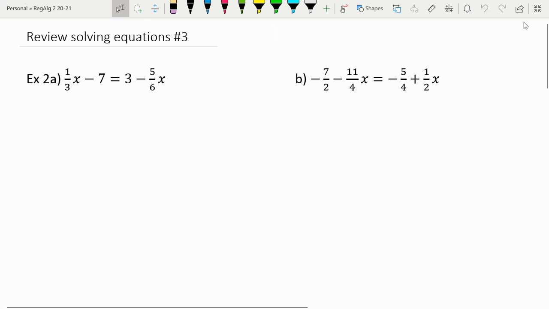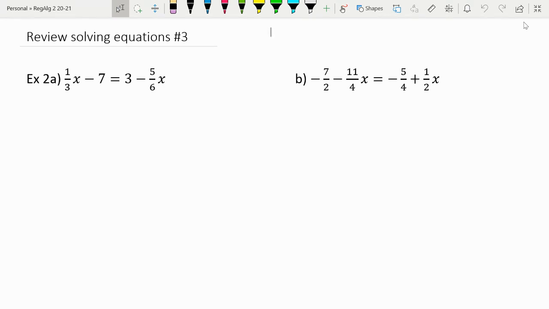All right, so here, this is review solving equations. This is the third day. The thing you're going to notice different here is now we're going to have fractions. We're still solving for x, but we have fractions now.